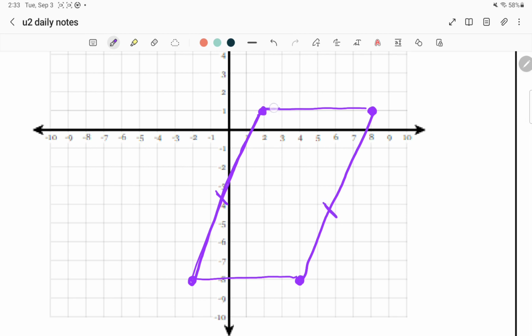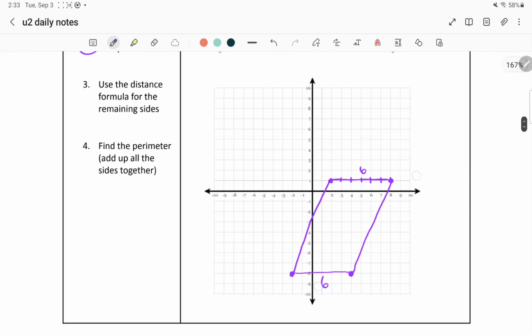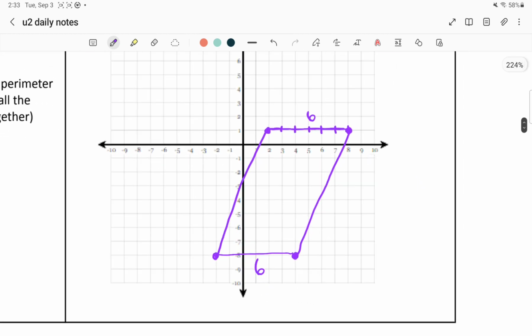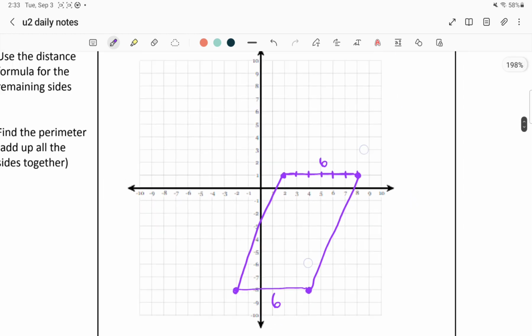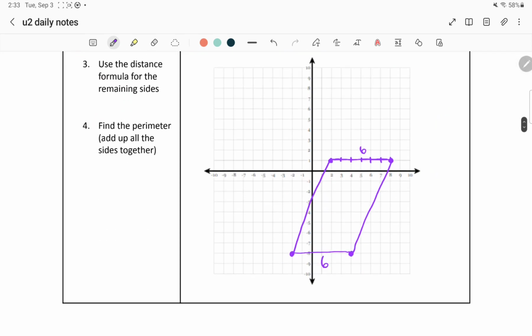But this one, notice because it's going straight across, it follows my line, I can just count this one. It is 6 spaces across. And because that one's 6 spaces, so is this one. Okay? But how do I find the diagonal? So we're going to use the distance formula. We were told at the very top what the coordinates were. We just need to pick these two.